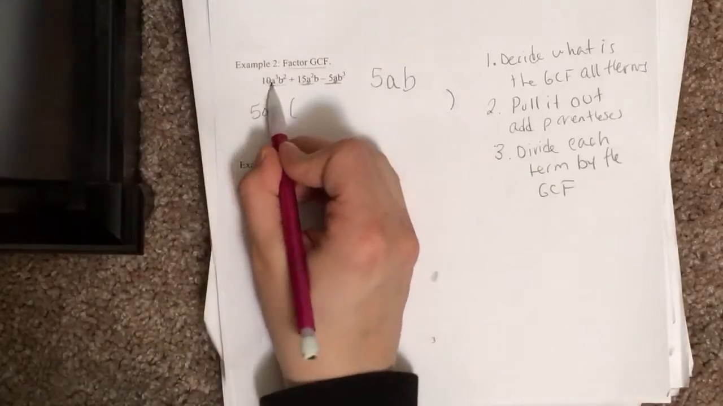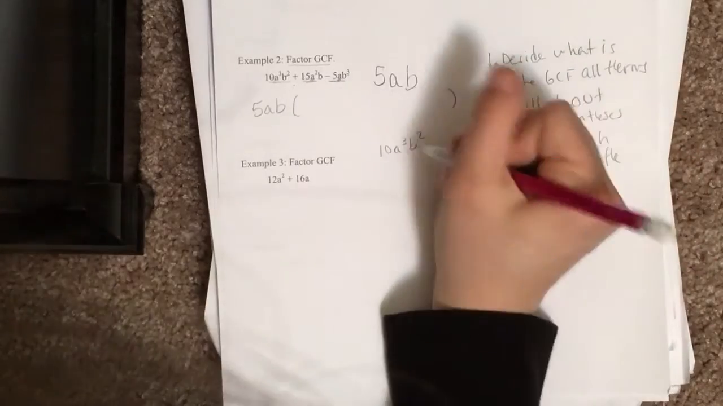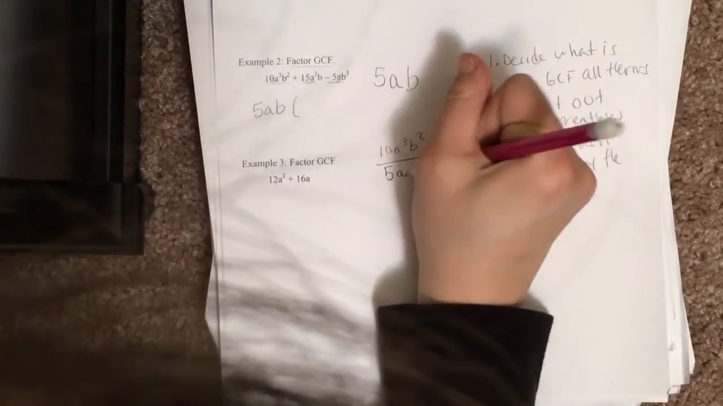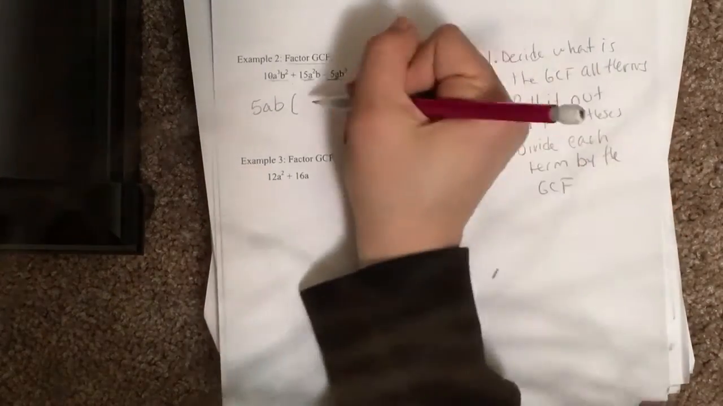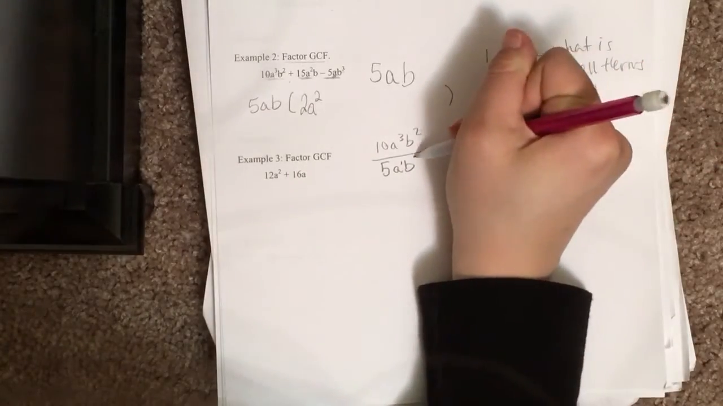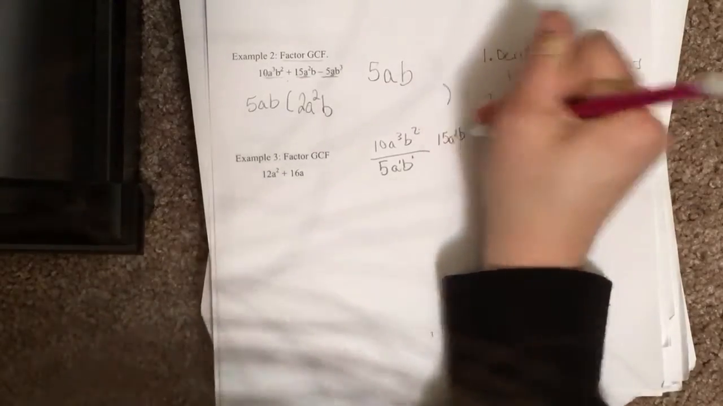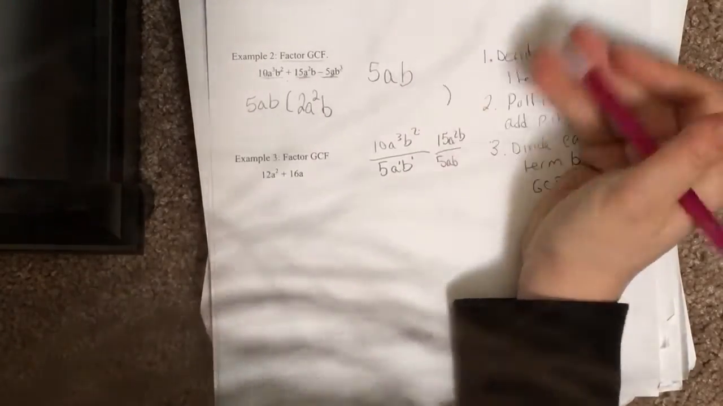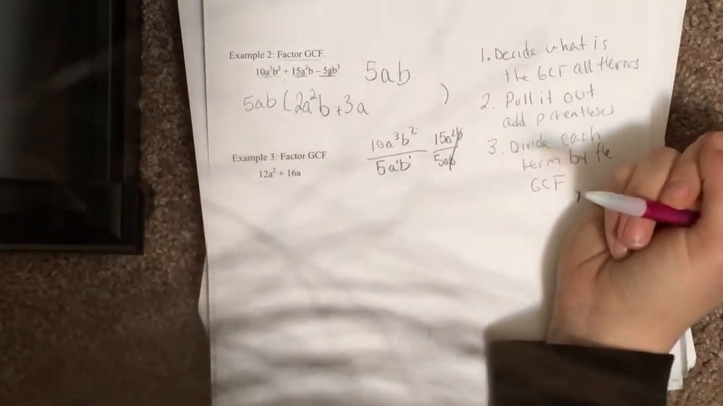So, for the first term, we see that it is 10a cubed b squared. If I divide that by the GCF, we know how to divide exponents. We know 10 over 5 is going to be 2. We know a cubed over a is going to be a squared, right? We subtract our exponents. We know b squared over b is just going to be b. We do the same thing with 15a squared b divided by 5ab. 15 over 5 is 3. A squared over a is a. And b over b just cancels out.